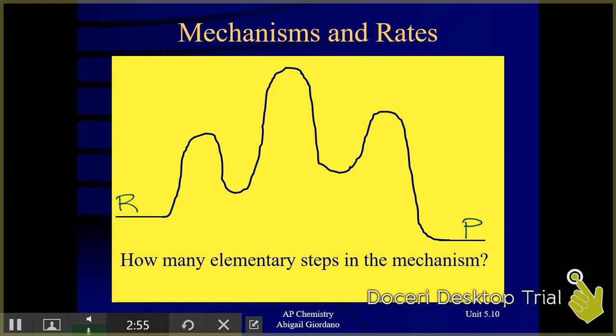And the question here says, how many elementary steps are in this mechanism? It's not a trick question. The answer is what you think it probably is. There are 3 elementary steps in this mechanism because there's 3 bumps on the graph.